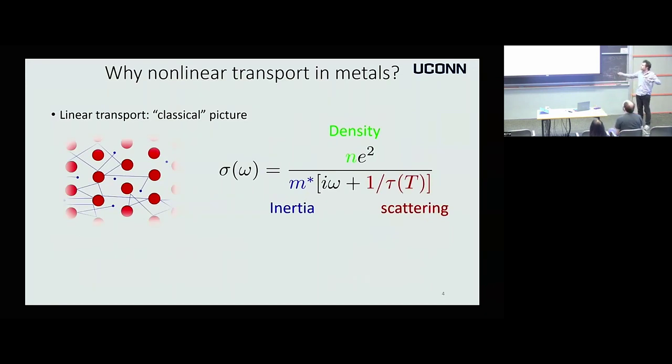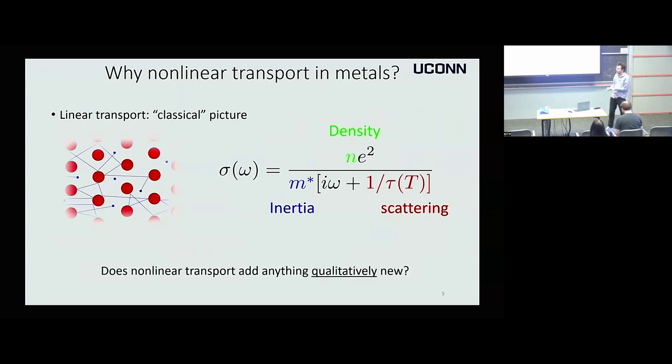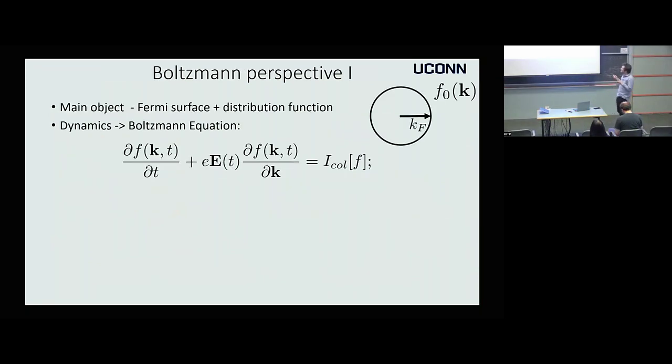So the classical picture is that you have electrons traveling through your solid, they're scattering, and when you probe the linear response, you get access to the following parameters of your electrons. You get their density, you get how often they scatter, and you get their inertia. And in this classical picture of transport, this is all there is, right? You almost completely define the system. So the question arises, does nonlinear transport give you anything of importance for metals, anything qualitatively new in particular? To understand that, we need to take a more correct quantum approach to transport.